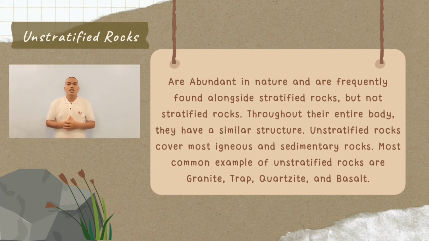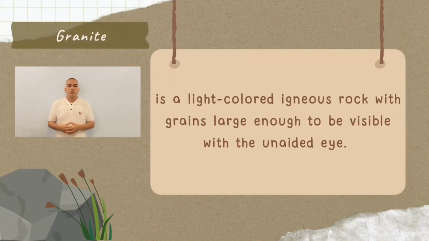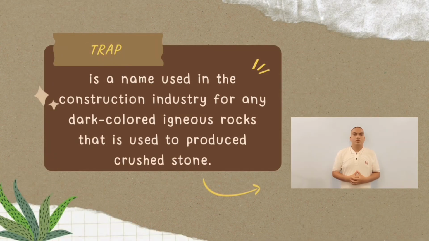The most common examples of unstratified rocks are granite, trap, quartzite, and basalt. Granite is a light-colored igneous rock with grains large enough to be visible with the unaided eye. Next is trap. It is a name used in the construction industry for any dark-colored igneous rock that is used to produce crushed stone.